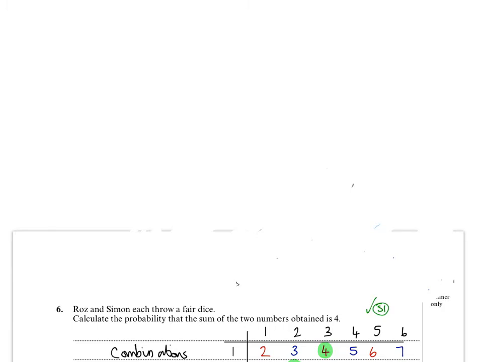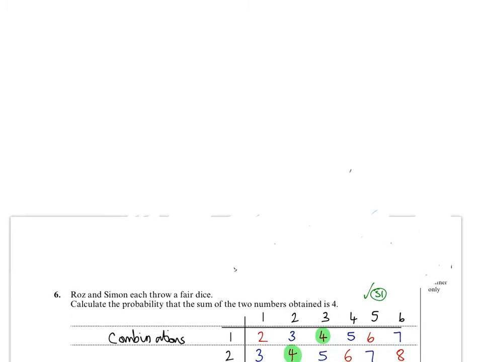Okay, so this question is asking you, so think of it like playing Monopoly. It says, Ros and Simon are throwing a fair dice, calculate the probability that the sum of the 2 numbers obtained is 4. Okay, so basically, like playing Monopoly, what are the chances I get 4? So we need to think of the ways I could roll the 4.